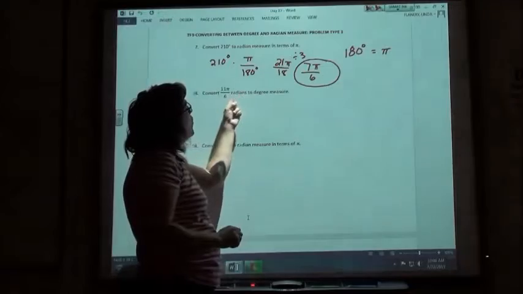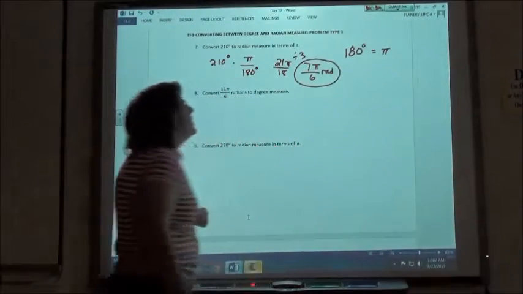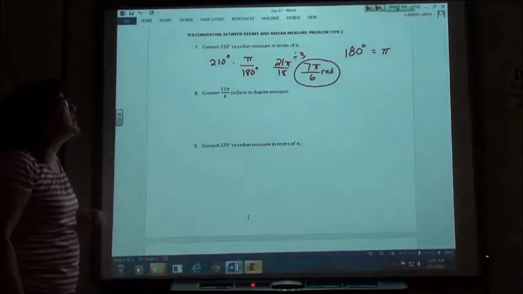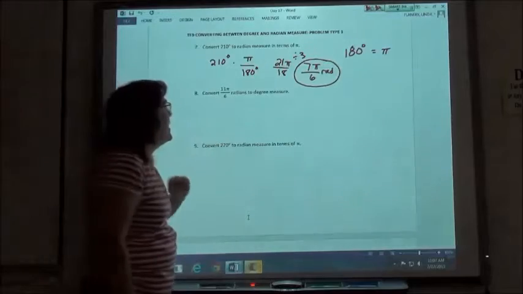You'll usually see the word radian behind it, or sometimes I'll just put rad, and that's the abbreviation for radians. So 210 degrees is 7 pi over 6 radians.